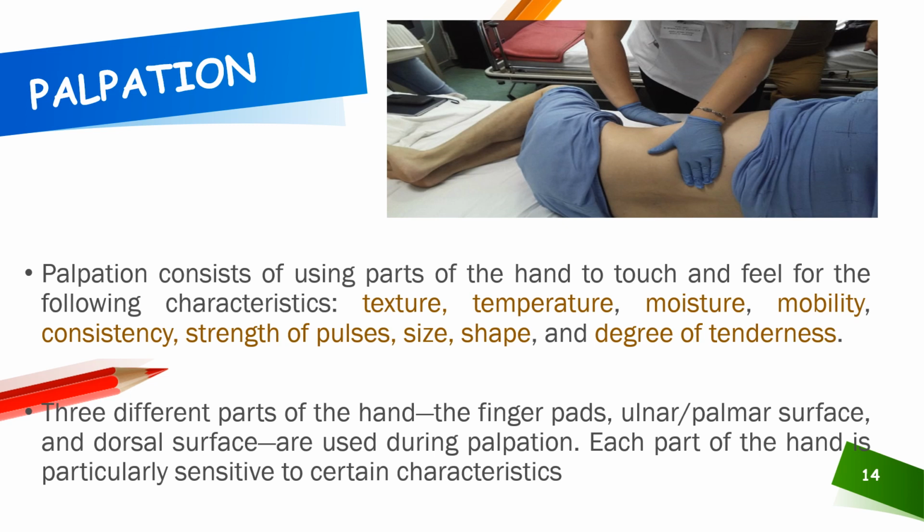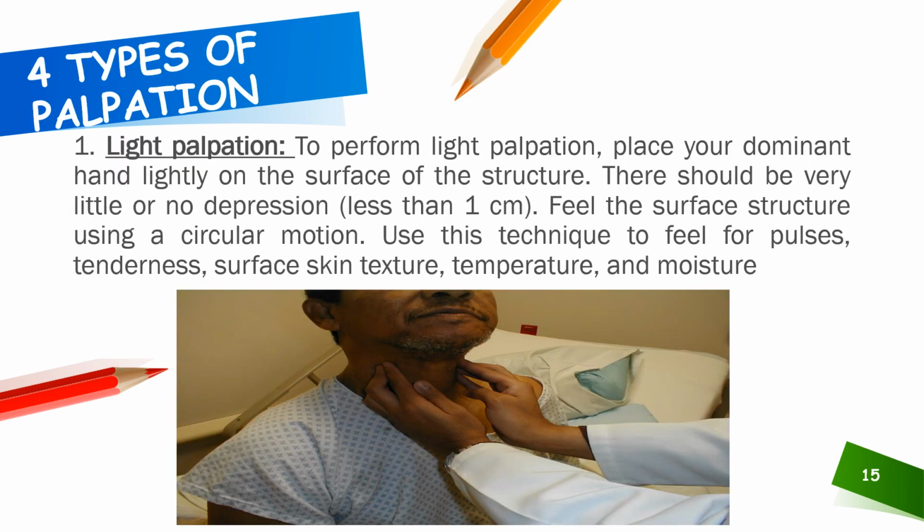Each part of the hand is particularly sensitive to certain characteristics, so we need to determine which characteristics we are trying to palpate to find which part of the hand is best to use. In general, the examiner's fingernails should be short and the hands should be a comfortable temperature. Standard precautions should be followed if applicable. Proceed from light palpation, which is the safest and the most comfortable for the client, to moderate palpation, and finally to deep palpation. Specific instructions on how to perform the 4 types of palpation follow.